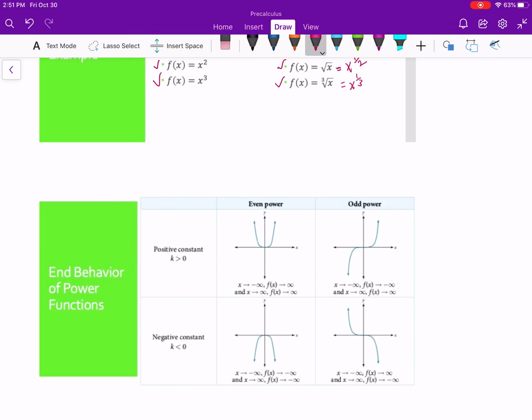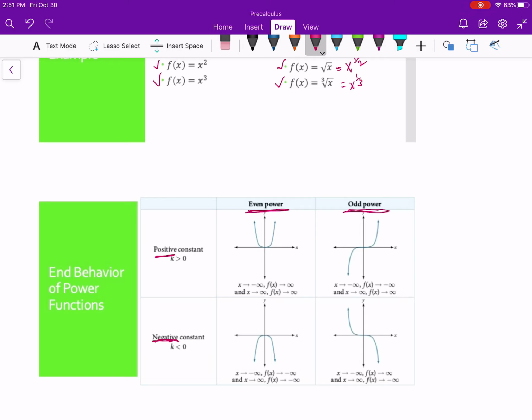Then we're going to talk about end behavior of power functions. So what happens on the left side, what happens on the right side. There are 4 different possibilities, so you can take a look here. Even powers versus odd powers, so if it's like x squared versus like x cubed, even versus odd. And then if our number in front is positive or negative.